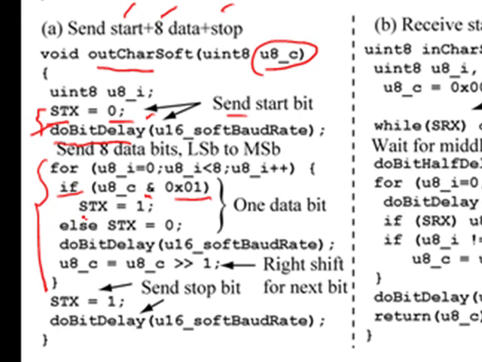If it's true, then this code right here is going to be executed, and we're going to set the transmit line to a 1. If it's a 0, then the else clause is executed, and so we'll set the transmit line to a 0. At that point, we'll do 1 bit delay, and then we'll take our character and shift it to the right by 1 to move the next bit that we need to send into the least significant bit. Once all 8 bits are sent, the only bit left to send is going to be the stop bit. So we're going to set the transmit line to a 1. Recall that the stop bit's always a 1, and do 1 final bit delay before exiting this subroutine.